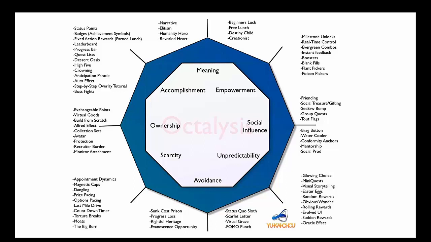So the end result is a gamification framework that he came up with called Octalysis. I'm not going to get too in-depth into this today. It's really interesting. If any of you are really interested in this subject, I encourage you to read more about it. It's based on an octagon shape with 8 core drives that represent 8 sides. Some of the 8 core drives are meaning, empowerment, social influence, unpredictability, avoidance, scarcity, ownership, and accomplishment.